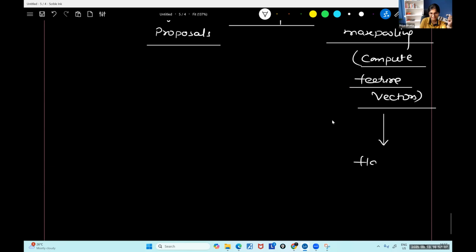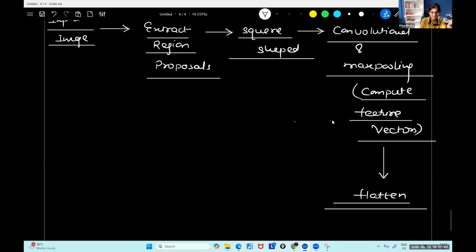There will be a flattening layer. I hope everybody knows the meaning of a flattening layer. Your data will be in the form of a 2D image.